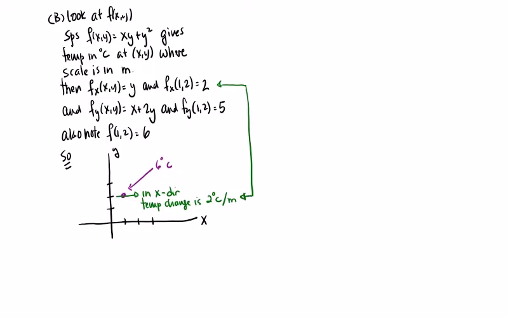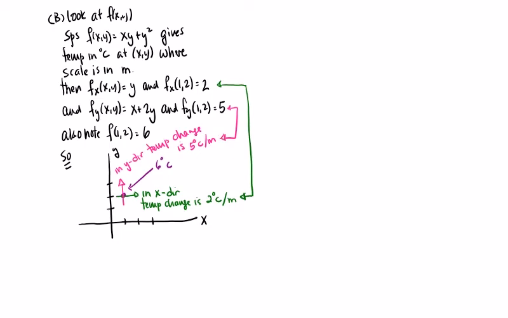Whereas if I go in the y direction, let me pick a different color. In the y direction, the temperature change is 5 degrees Celsius per meter. And that's because of this.